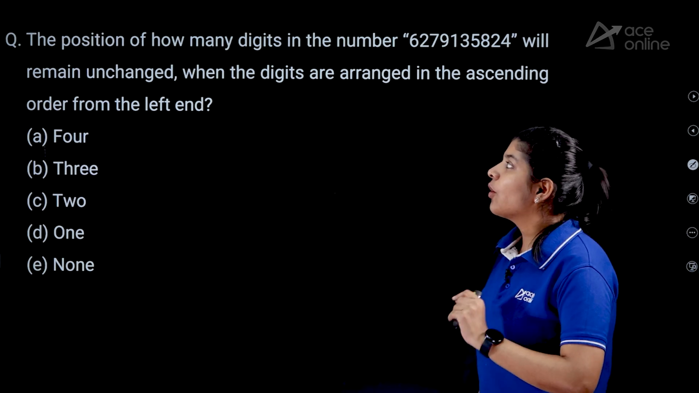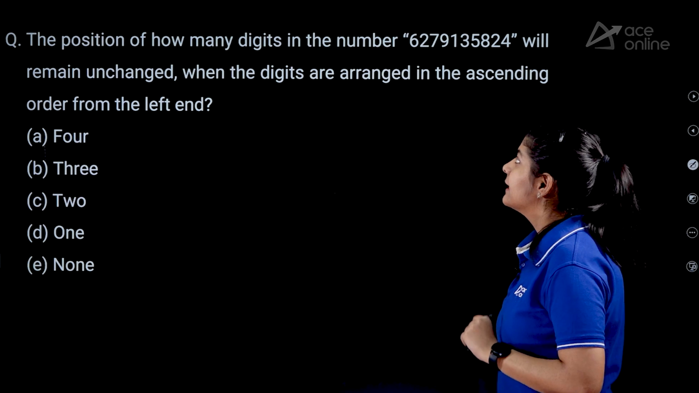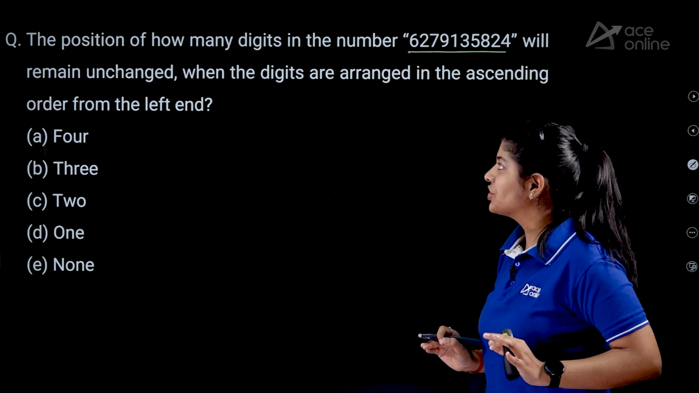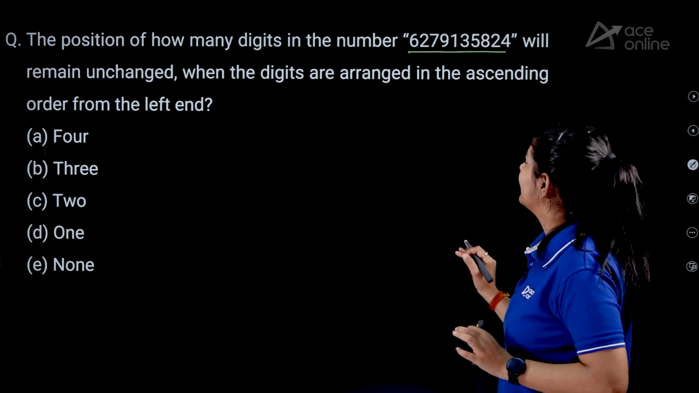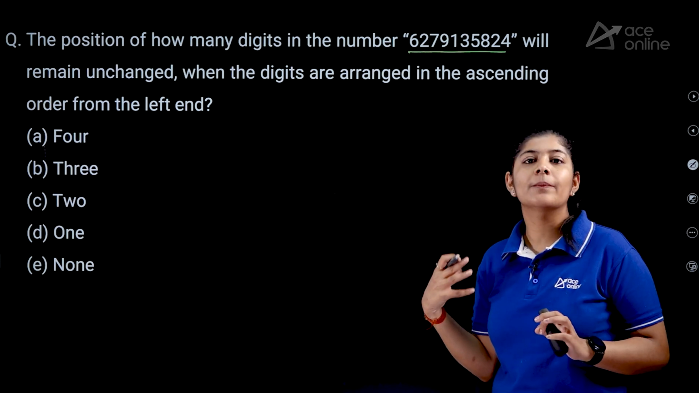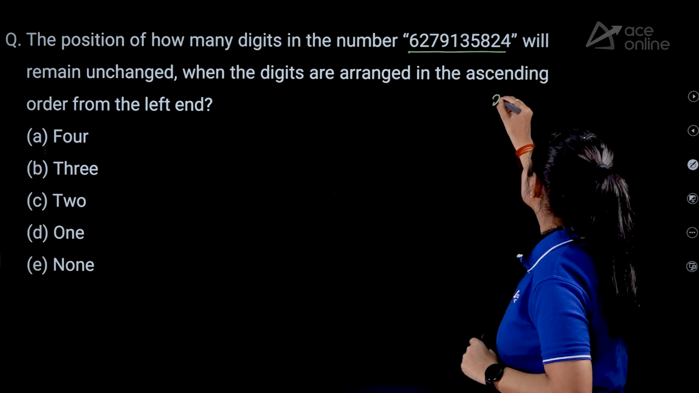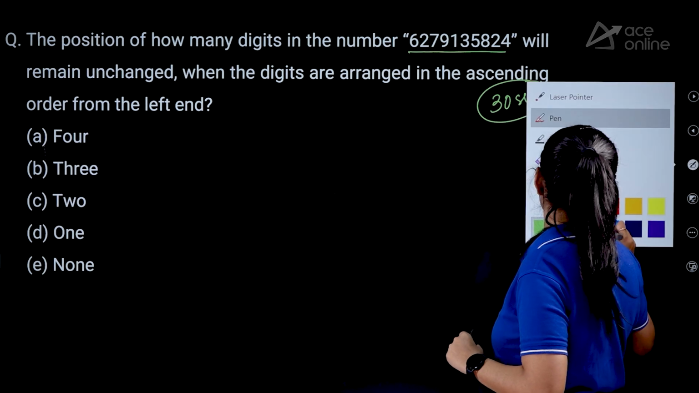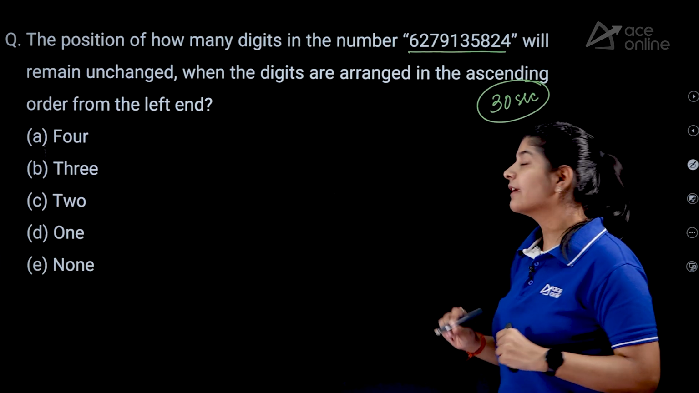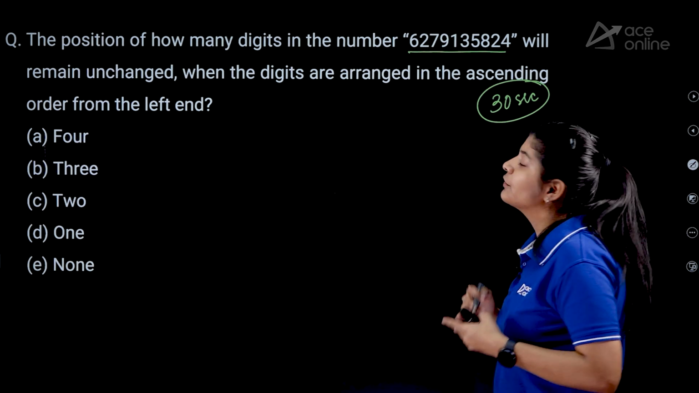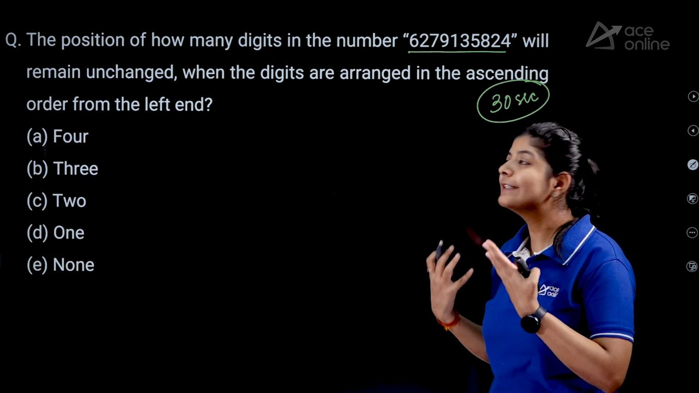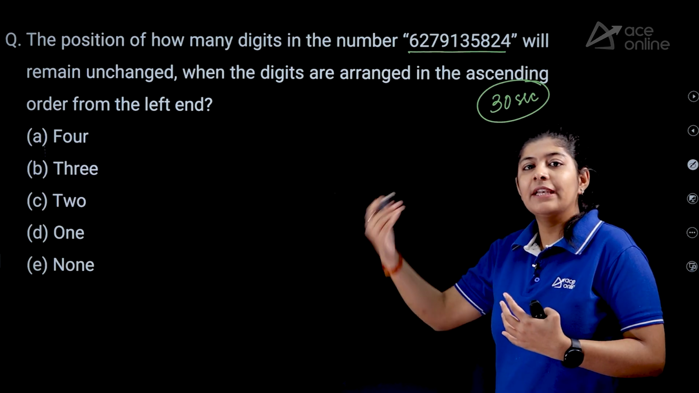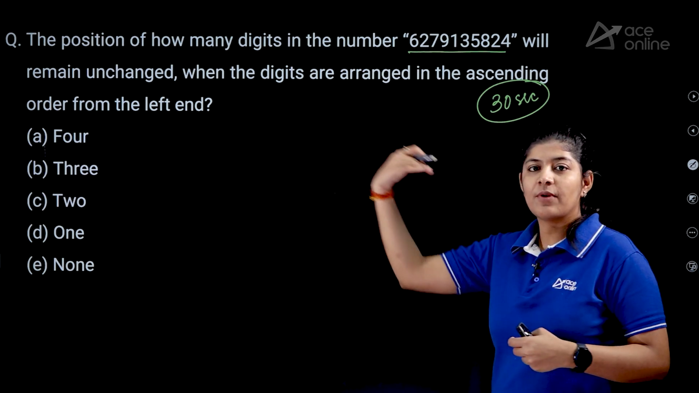The position of how many digits in the number will remain unchanged when the digits are arranged in the ascending order from the left end. Again, you are having just 30 seconds to solve this particular question. This is again a very simple question. All you have to do is rearrange all the digits that you are having in the ascending order from the left side.